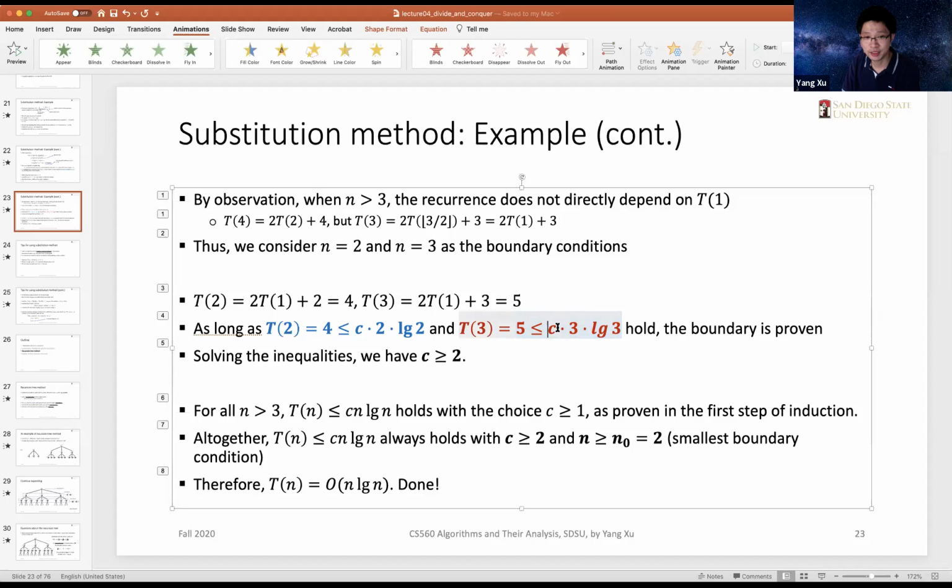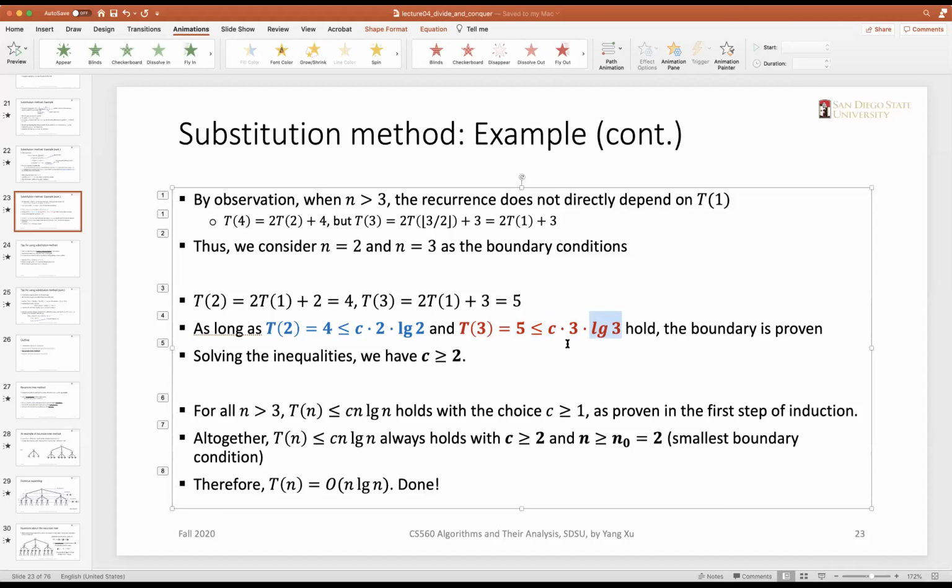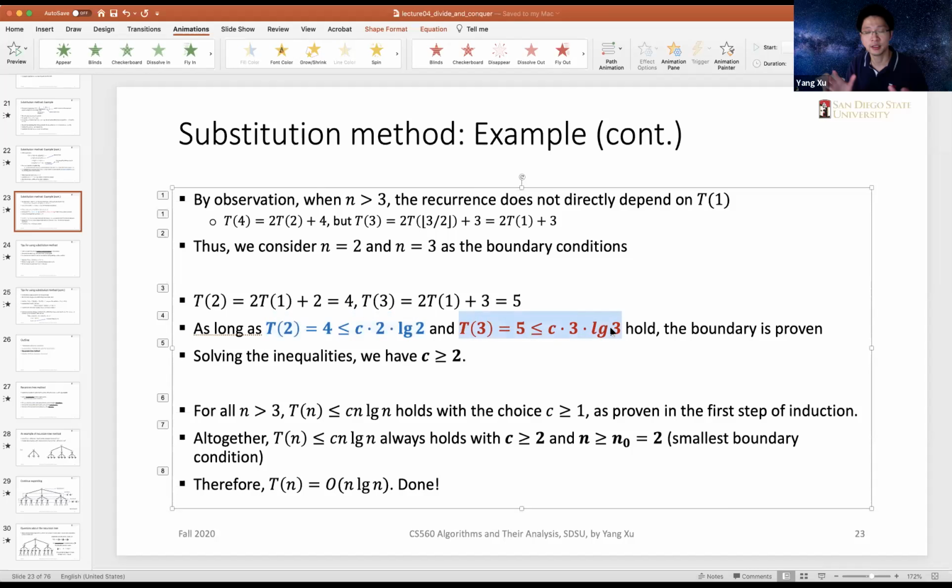But for the results of solving for c like this one, we should use our calculator to see roughly what c is, because we don't know the exact value of logarithm of 3. Yeah, but we'll choose the bigger solution for c by solving this blue inequality and the red inequality respectively. Okay, thanks.